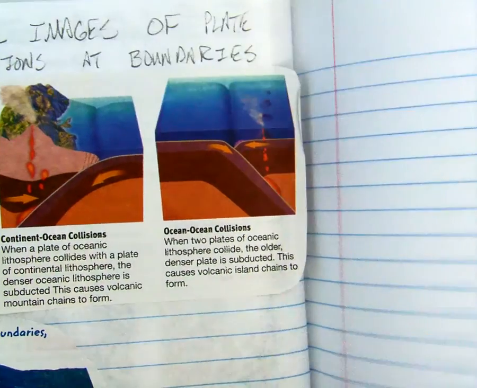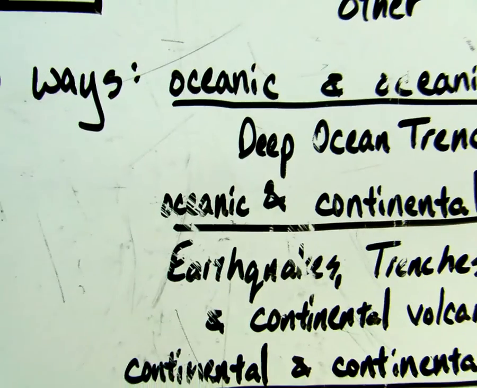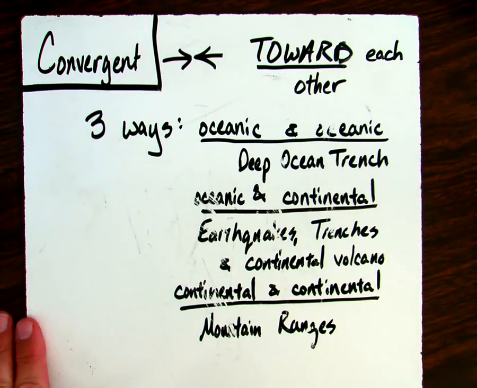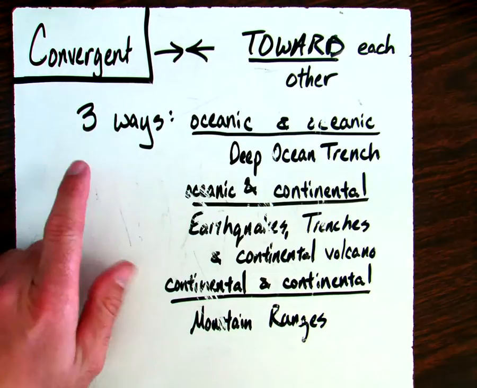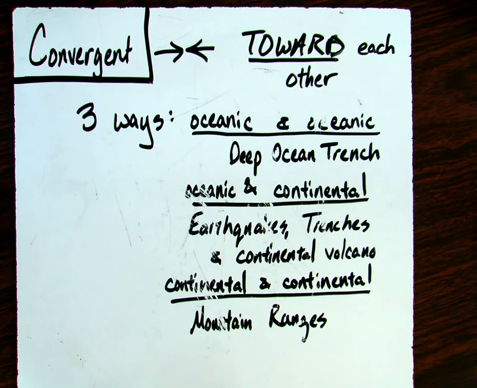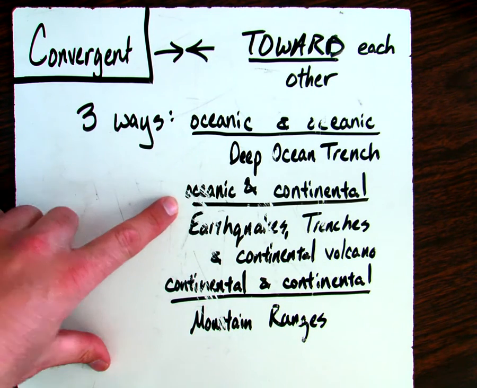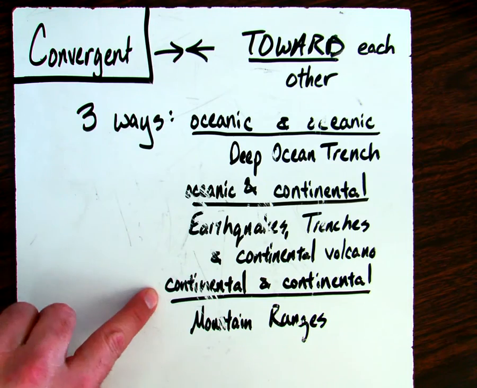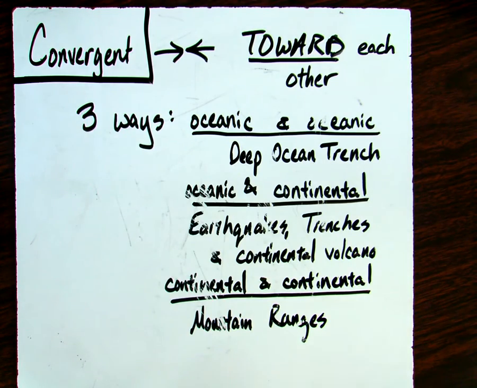Okay, so that is just the convergent plate interaction. So I'm going to zoom back out again real quick and show you that. Convergent plates go towards each other, and there's three ways that they can happen: oceanic versus oceanic, oceanic versus continental, and continental versus continental. All right.